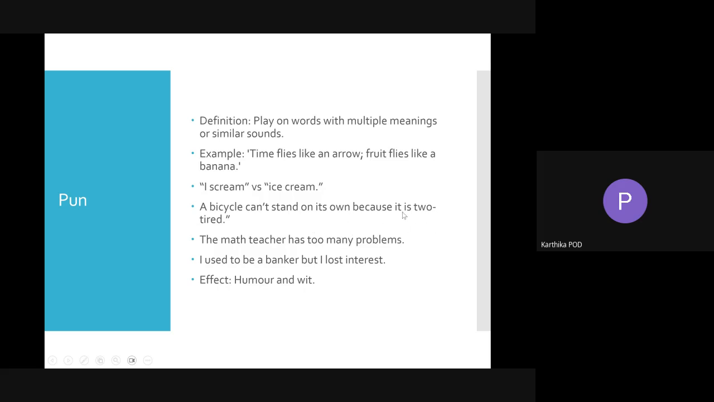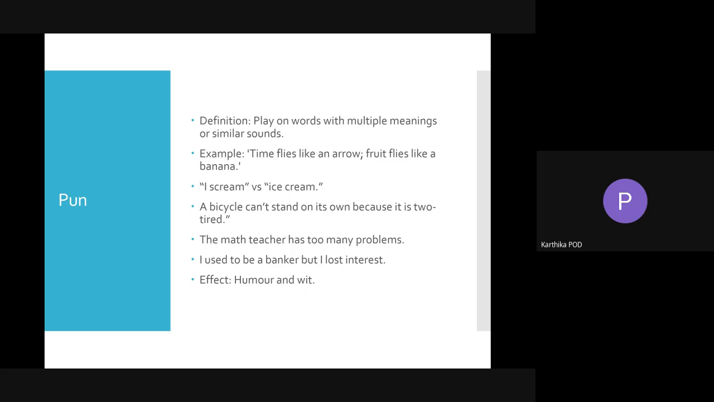Now, by this, the pun is too tired. Instead of TWO, you can look at it as TOO. It's too tired to stand on its own. But because it's a bicycle, you can also say it's two tired. So what I want you to understand is, it need not make sense, but you are saying it for the fun of it or the humor of it.